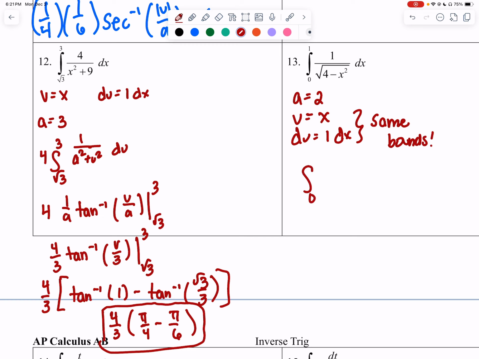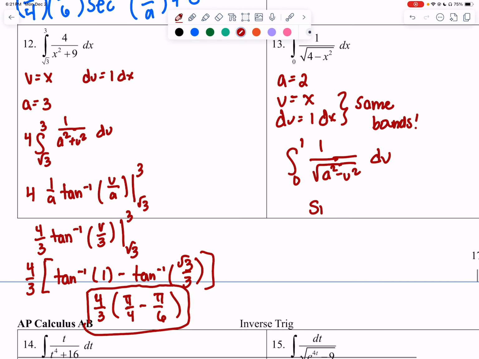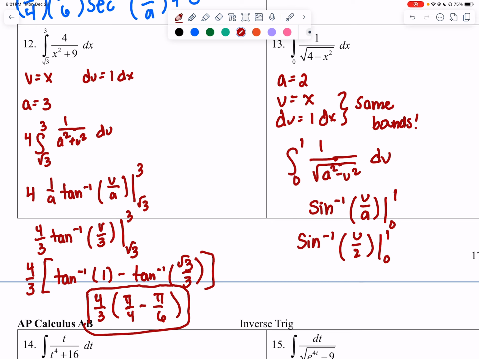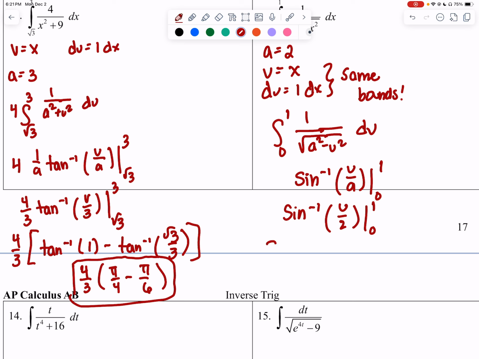So I'll have the integral from 0 to 1 of 1 over the square root of a squared minus u squared du, and we know that is going to be arc sine, inverse sine, of u over a from 0 to 1. Now remember that a is 2, so I'll have u over 2 from 0 to 1. Use FTC. So we get inverse sine of 1/2 minus inverse sine of 0, and that right there is going to give us pi over 6.